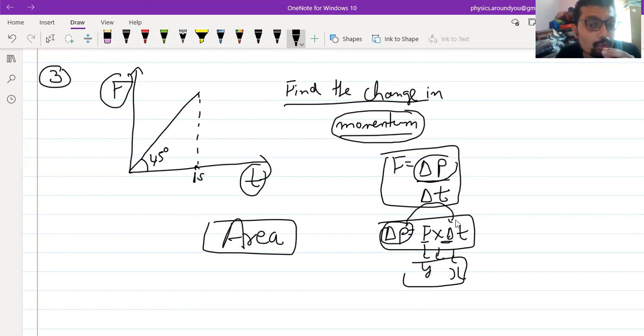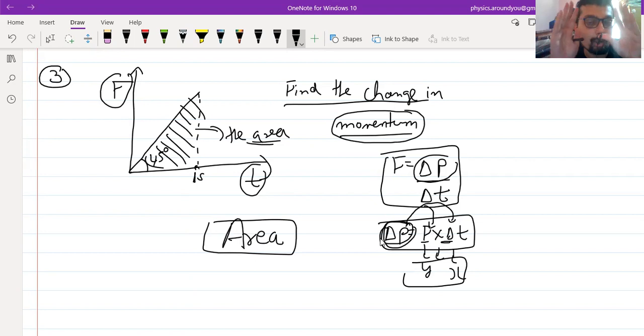Whenever two quantities are being multiplied and you have a third quantity which is dependent on the product of the two quantities, then how will you find the third quantity? Simply by finding the area. Here momentum is dependent as a product of force and time. So to find momentum, what should I do now? Simply find the area.